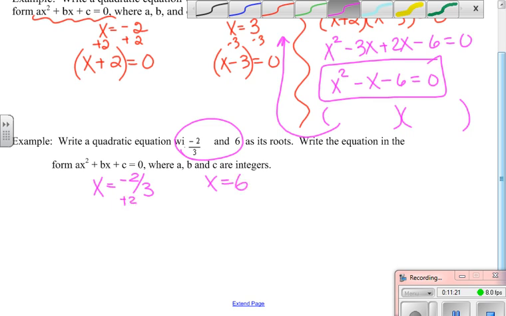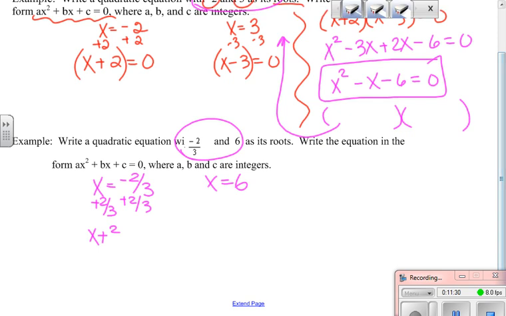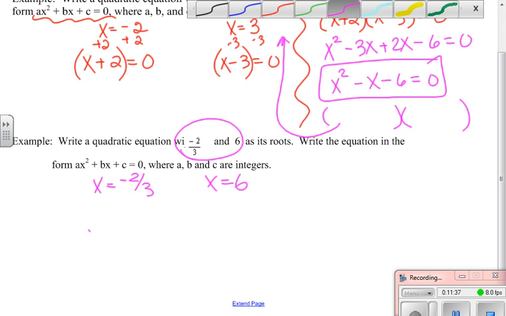So we're going to add 2/3 to both sides, and so we have x plus 2, start over, we're not going to do it that way. What we would do first is multiply both sides by 3 to get rid of that fraction. So I'd have 3x is equal to -2. Then we would add 2 to both sides. We'd end up with 3x plus 2 equals 0.